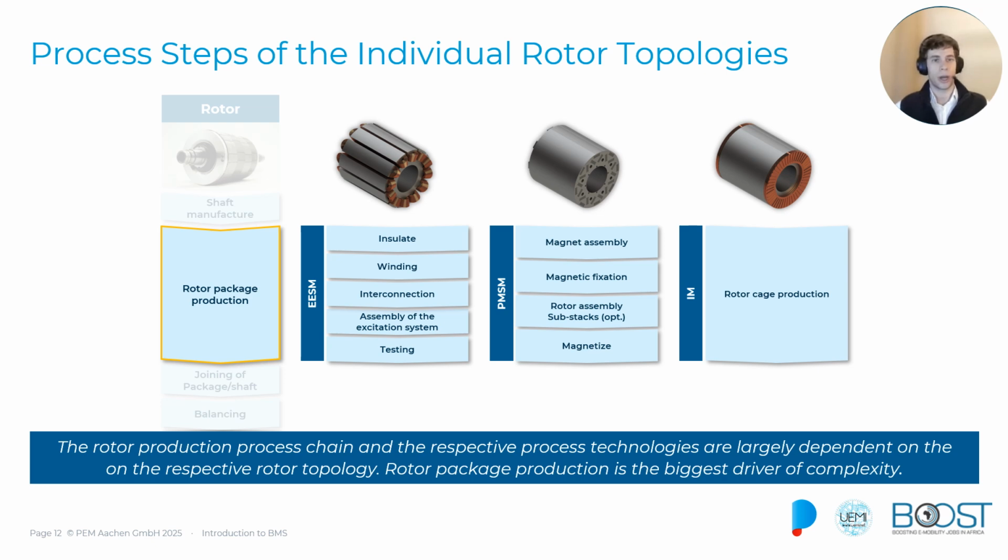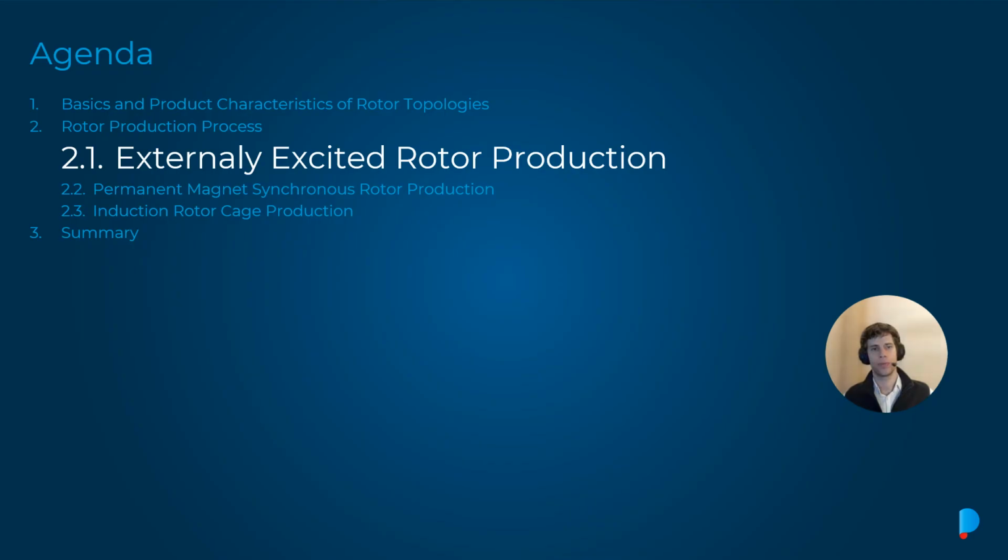The rotor package production, or the sheet metal stack production process chain, and the respective process technology are largely dependent on the respective rotor topology. Rotor package production is the biggest driver of complexity and will not be explained in detail in this module. But let's jump into it.